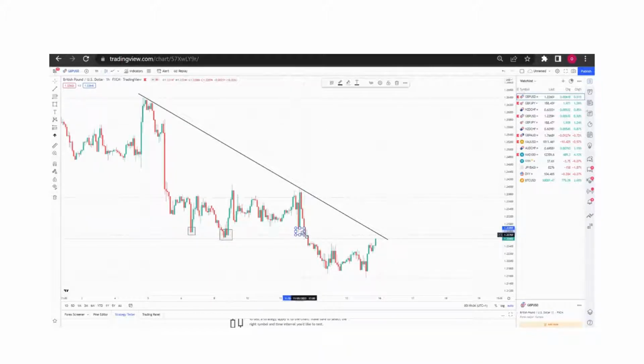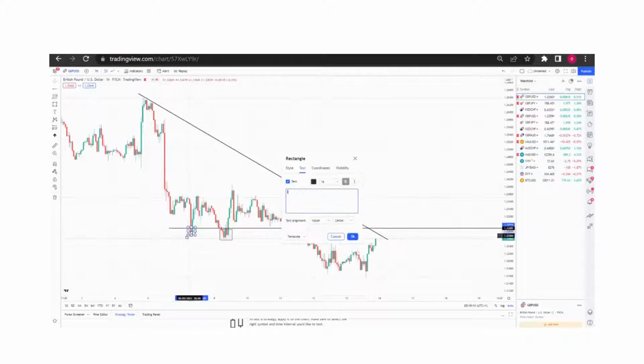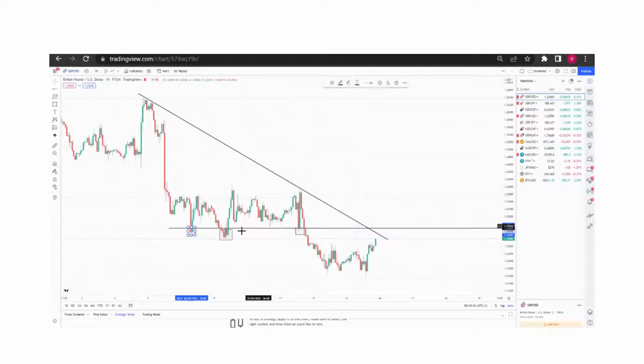Yeah, so this is a zone. We can mark this zone out. So I'll use my horizontal arrow to just mark this zone out. Good. So I can balance it. I can complement it with a rectangle. Okay, so that's the support area. So price broke the support area.